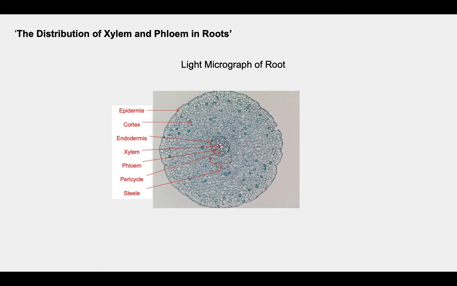So let's see where they sit in the root. In the root, again, you've got your epidermis on the outside, you've got your cortex just under your epidermis, and then you've got a layer of endodermis, which separates the cortex from the stele. And within the stele, you have the xylem, the phloem, and the pericycle. You can see that the xylem forms a cross shape within the stele in the middle of the root, whereas the phloem is in the gaps between the xylem. Also within the stele you have a pericycle, and the pericycle is another place where root growth can occur.